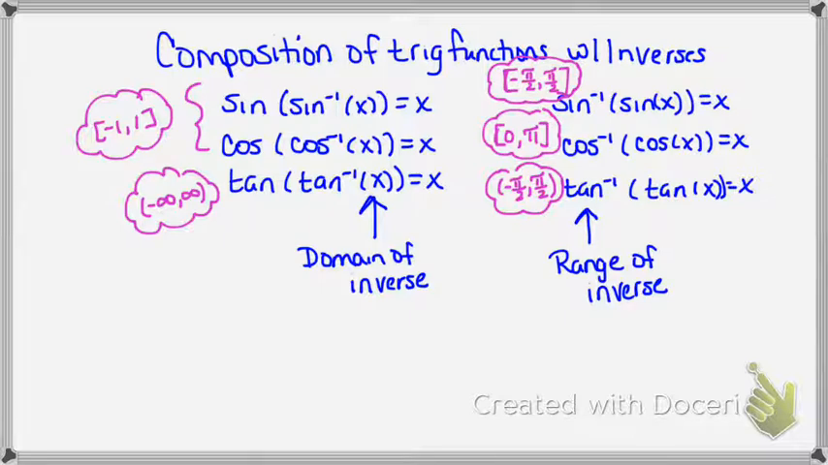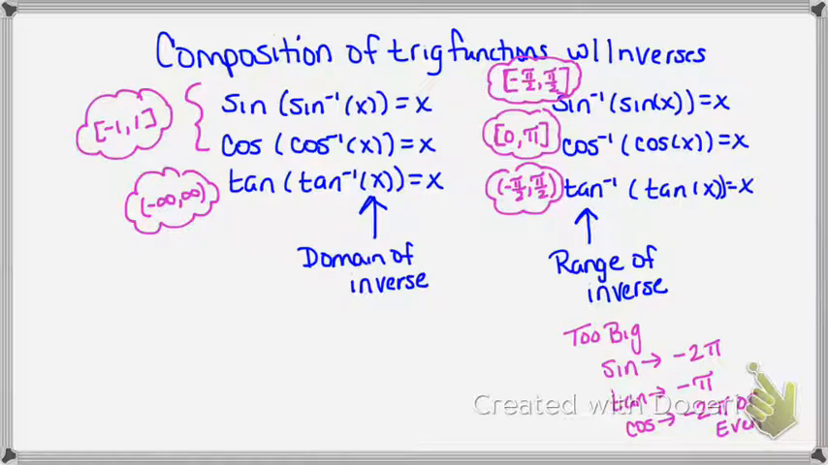Now, things to watch out for. Like on the range here, we just saw if it was too big: for sine, we'll subtract 2 pi. For tangent, we're only going to subtract pi because tangent's period is pi, okay? And for cosine, we can either subtract 2 pi or remember that cosine is an even function. And we're going to talk about that more in just a few minutes.